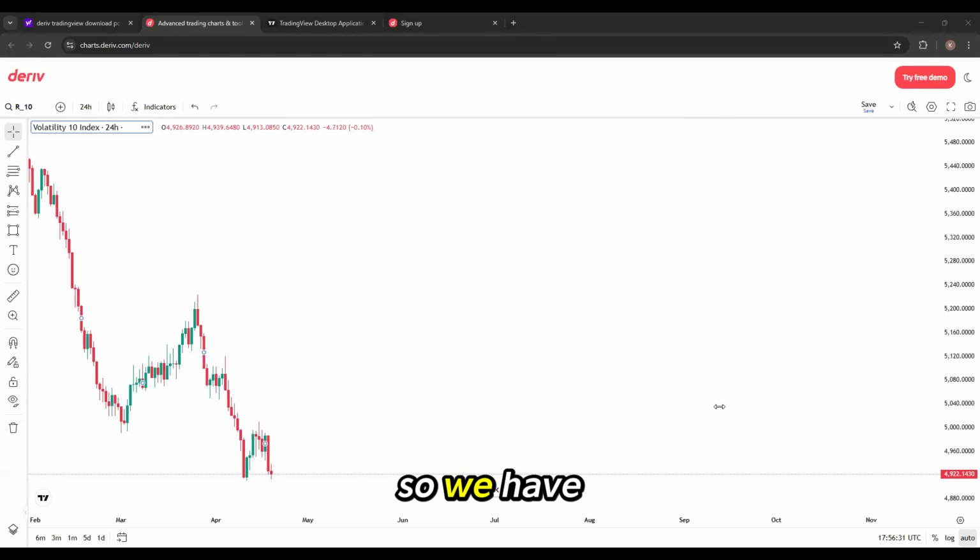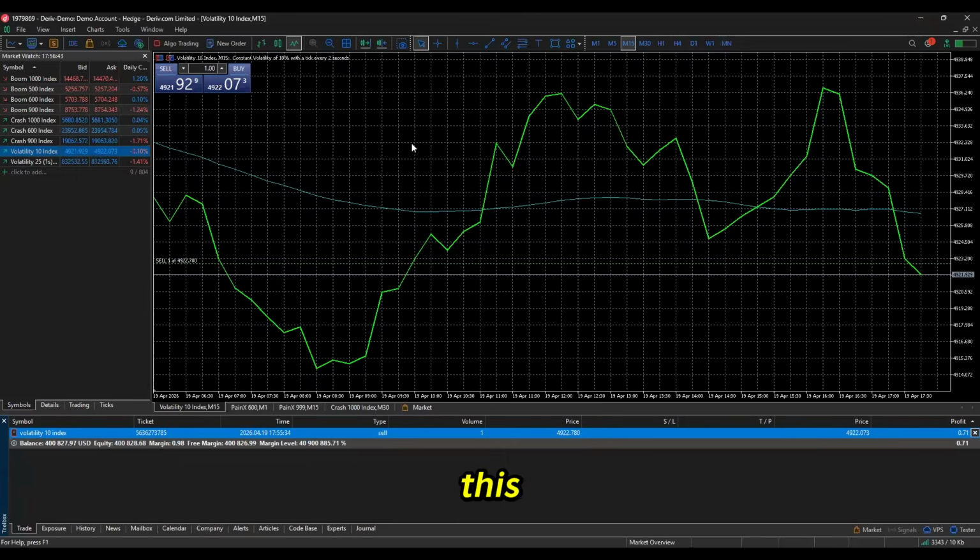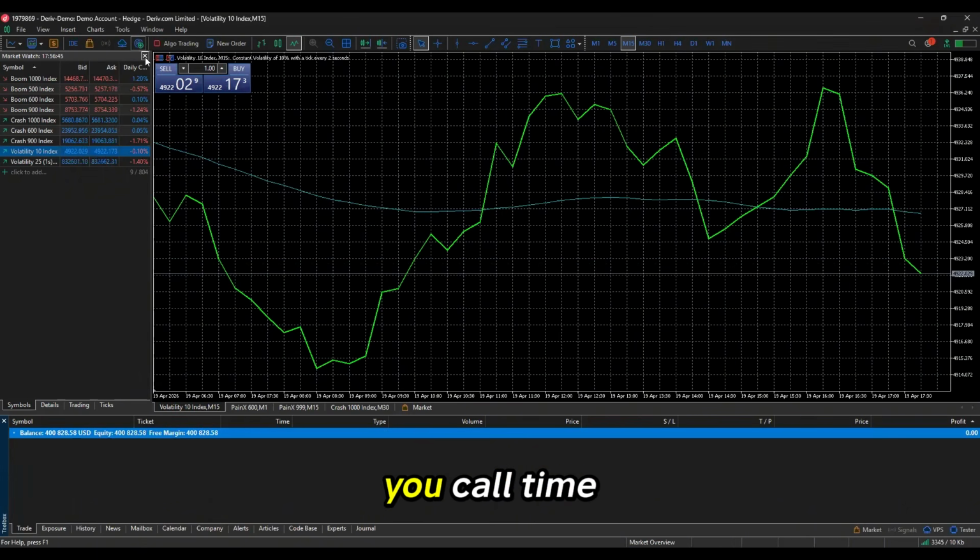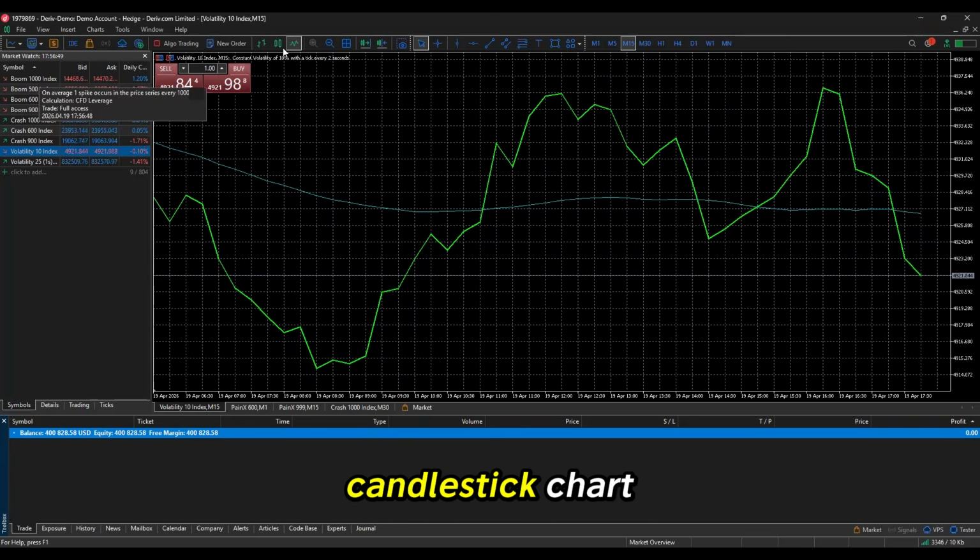So we have what we call time frames. This requires me to go back again to MT5 so that I can give a clear explanation of this. We have what we call time frames. For example, I'll go to my candlestick chart.